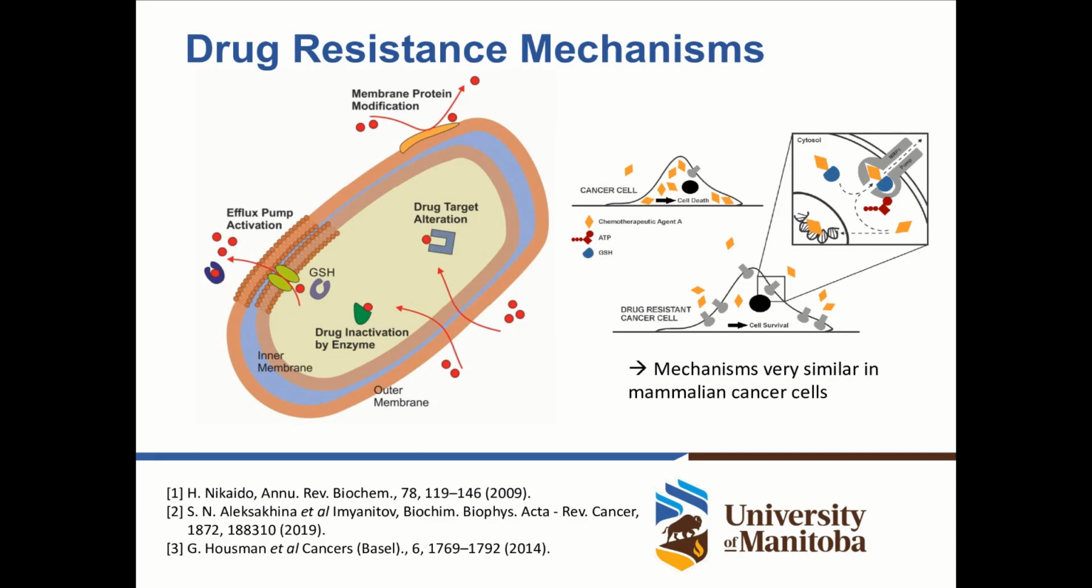Examples for drug resistance mechanisms are shown here in the schematic for bacteria and mammalian cancer cells. We are looking at membrane-related mechanisms, such as membrane protein modifications that prevent an organism from consuming a certain medication. Then we have efflux pump activation, which expels medication rapidly before these drugs can take action. These efflux pumps are similarly expressed in mammalian cancer cells, shown here on the right, where a drug can be either expelled directly or in conjugation with glutathione.